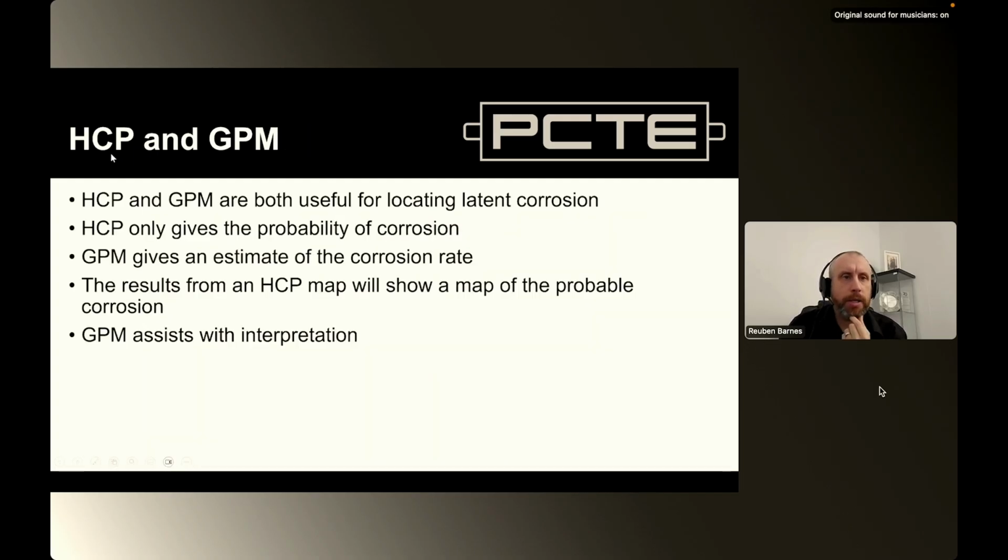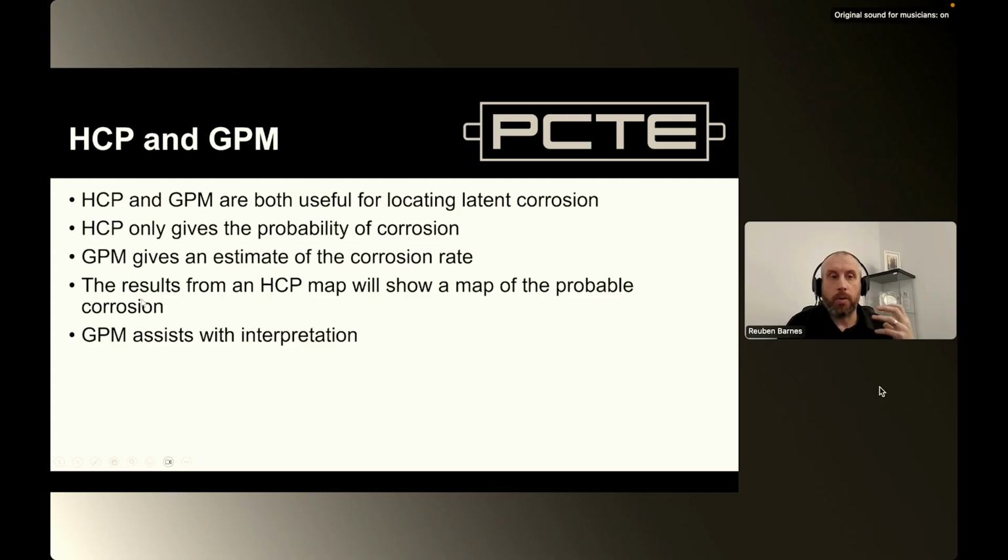So just breaking it down between the half cell potentials and the galvanostatic pulse method, we could use both, and they're both useful for finding hidden corrosion. We need to recognize that half cell potentials really only give a probability of corrosion. We can also understand that our galvanostatic pulse gives us an estimate, not a particularly accurate estimate, of corrosion rate.